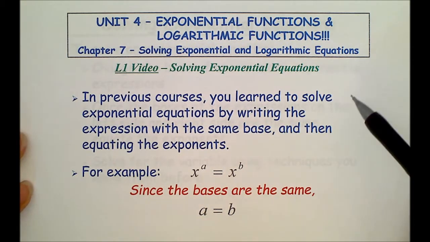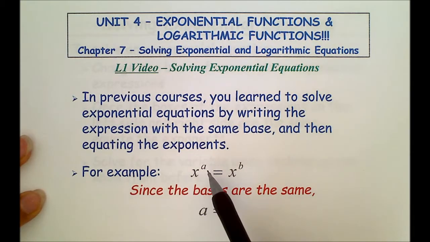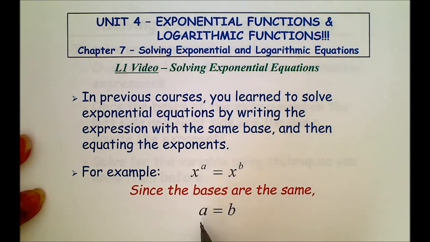So in previous courses, you learned to solve exponential equations by writing the expression with the same base and then equating the exponent. So for example, if you had x exponent a equals x exponent b, because the bases are the same, then you can assume that the exponents have to be equal to each other. Okay, so in order for this statement to be true, the exponents have to be equal to each other.